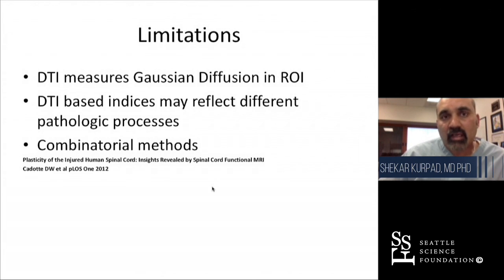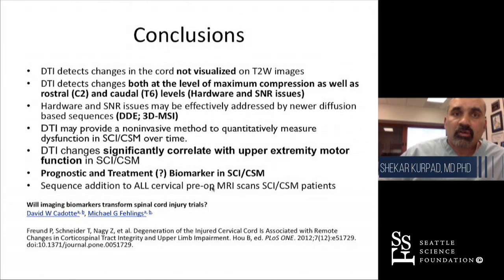The problem is DTI measures Gaussian diffusion in the regions of interest, and thus does not necessarily reflect one pathologic process. There may be many pathological processes since you're measuring a non-specific entity like diffusion, so probably a combinatorial method might be a better way of predicting exactly what's going on histologically in the spinal cord. This was nicely summarized in a paper by Kadat and Mike Fehlings' group very recently. So in conclusion, we can at least say that diffusion imaging appears to detect changes in the cord not visualized on T2-weighted images, and it can detect changes both at the level of maximum compression as well as rostral.